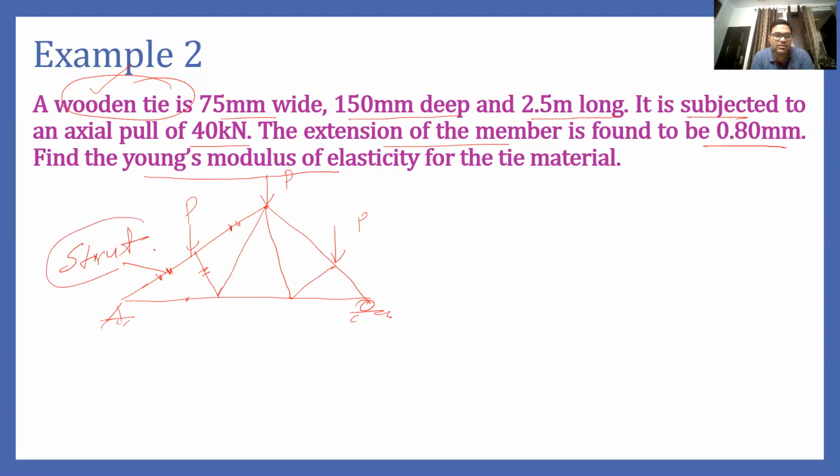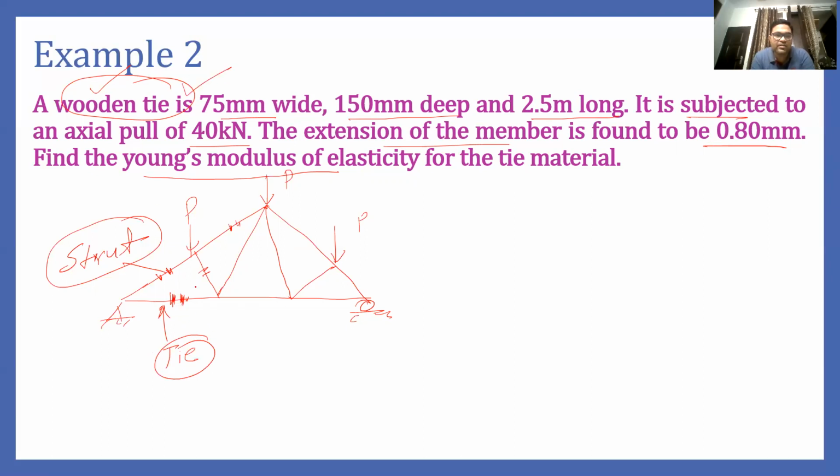The member in the truss which is in compression is known as a strut. Similarly, if there are some members which are in tension, for example this member, it will be in tension. So the member which is in tension is known as a tie member. So this is how we can infer this understanding.